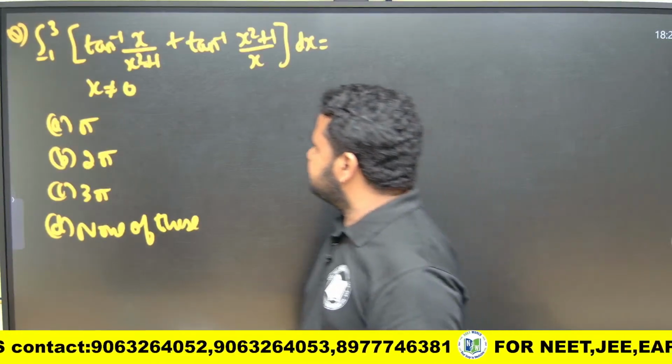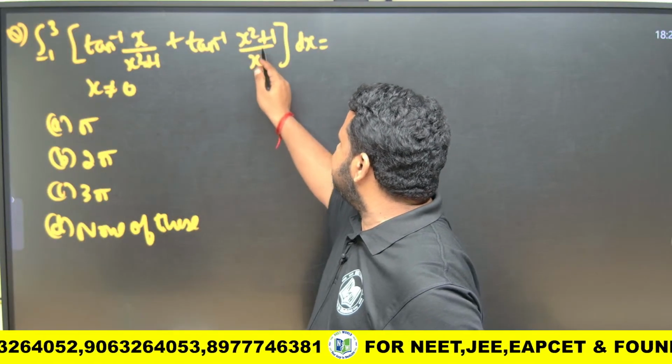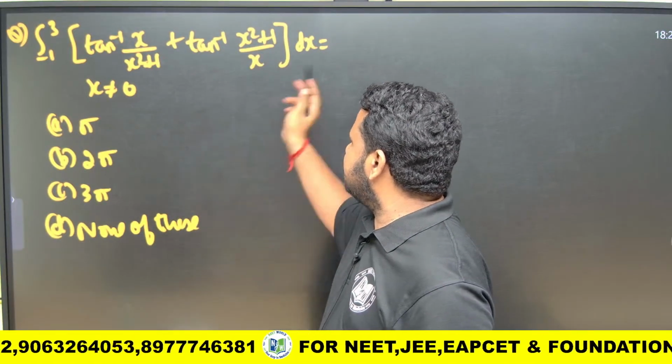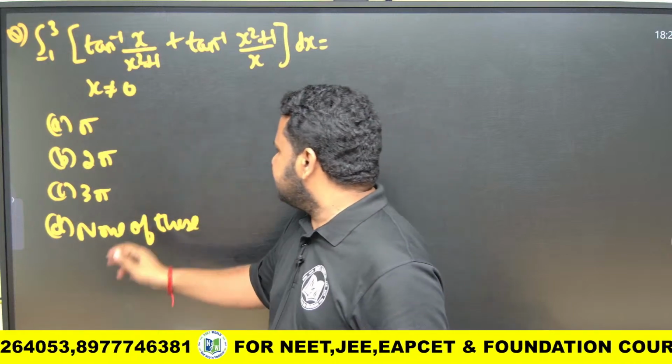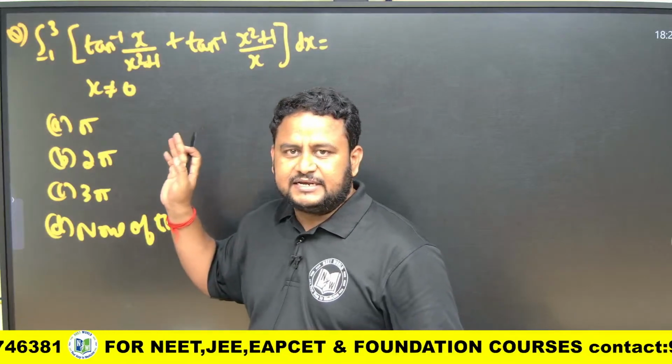Now have a look at this question. Tan inverse of x by x square plus 1, tan inverse of x square plus 1 by x, where x is not equal to 0. They are asking us to find the integral of this function. For this question, we have already done it in indefinite integrals.